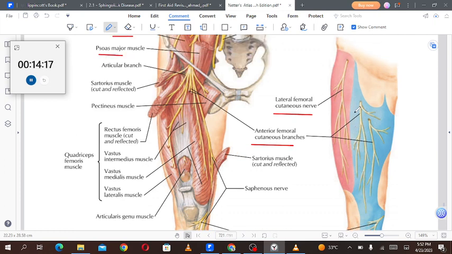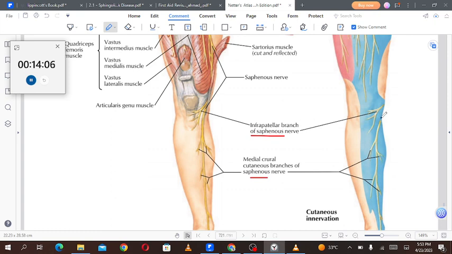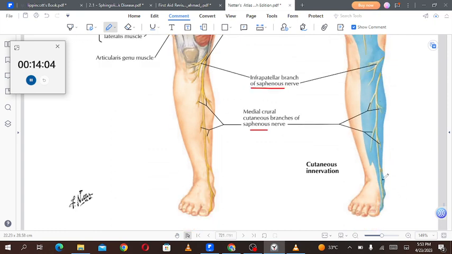So this nerve supplies the medial aspect of the leg. Remember these cutaneous innervations. The anteromedial aspect of the thigh is supplied by the anterior femoral branches. The anterolateral aspect of thigh is supplied by the lateral femoral cutaneous branches, and the medial aspect of leg along with the medial aspect of foot, to this extent, is supplied by the saphenous nerve. The infrapatellar branch and the medial crural cutaneous branch are basically the saphenous nerve, which is the branch of the femoral nerve.